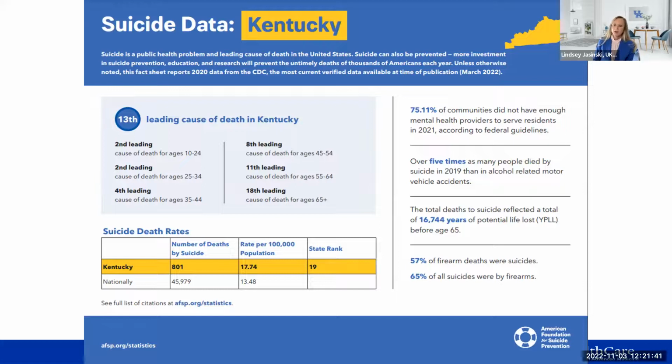This is from the American Foundation for Suicide Prevention. This is readily available data and looks at Kentucky compared to nationally how we're doing. Won't say a lot about this other than to say that we have some opportunities here. I want to point out the statistic in the top right box there that 75.11% of communities as of 2021 said they did not have enough mental health providers to serve their residents.